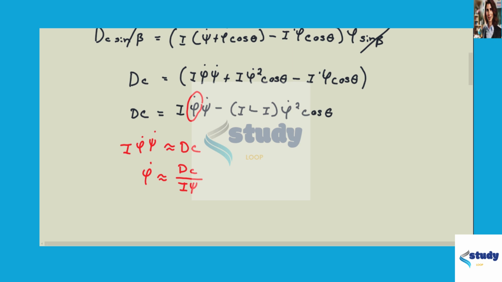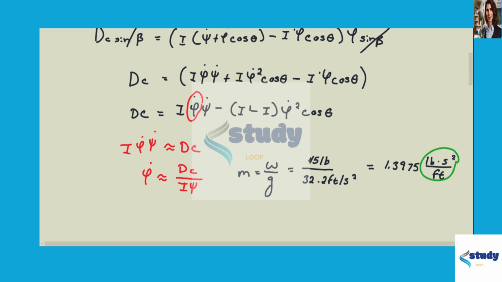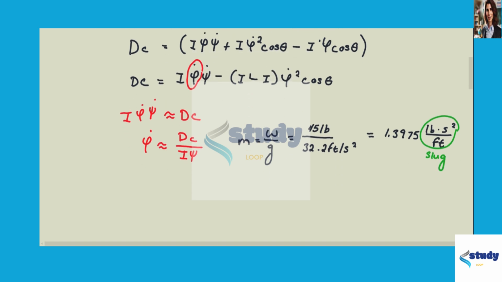And we also have m equals weight over gravity for the mass. So we have 45 pounds times 32.2 feet per second squared equals 1.3975 lb squared in feet. And this actually is equal to a slug. There we go. And we're just going to scroll down again.